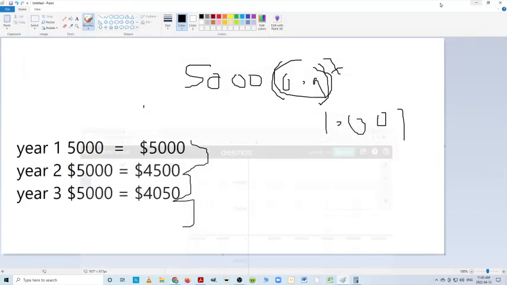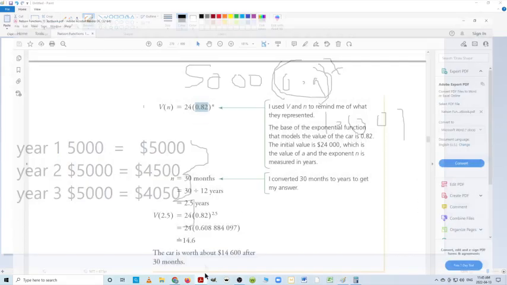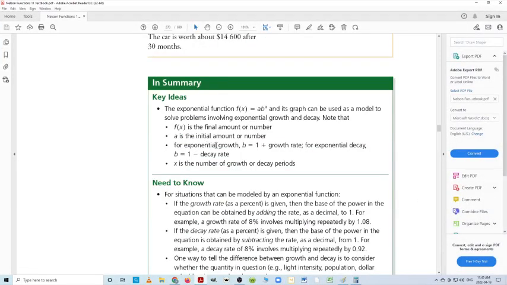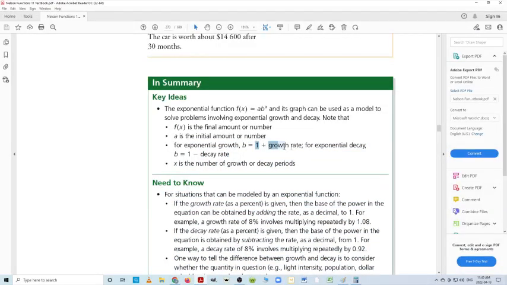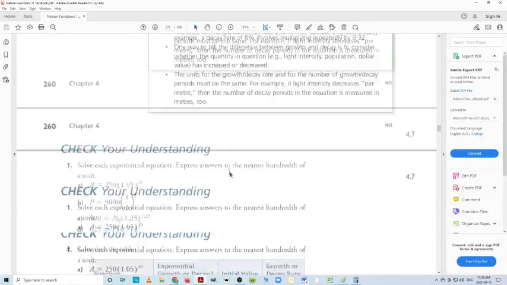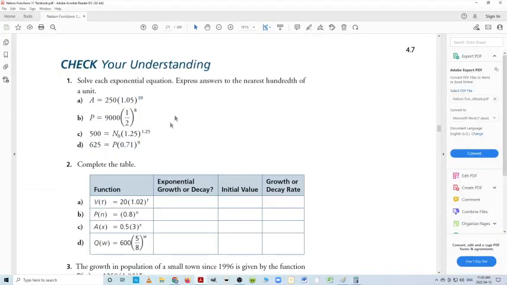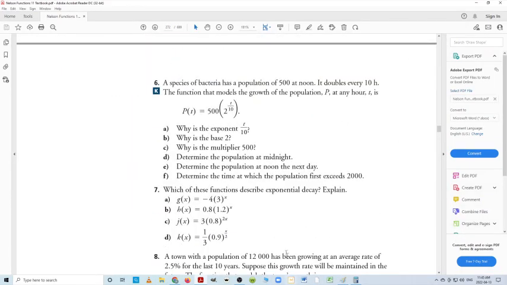And all these are principles that you need to understand. And then they summarize it. 1 minus the decay rate, 1 plus the growth rate is a good way to figure things out. And then they ask you to study all these things, which we're going to get to.